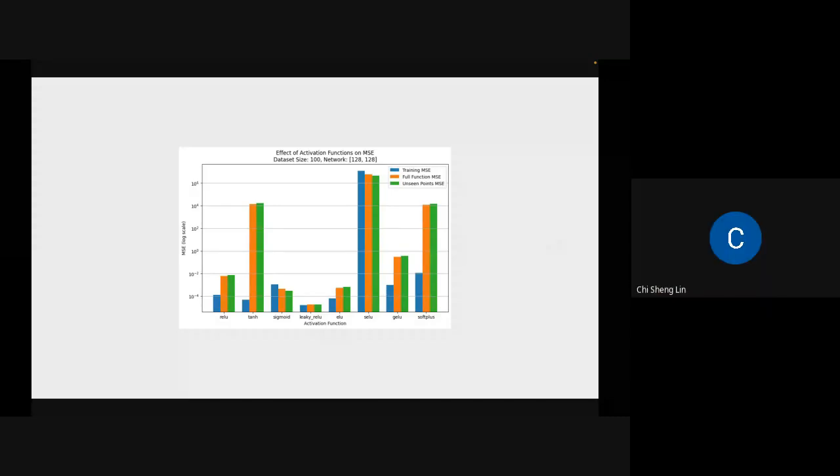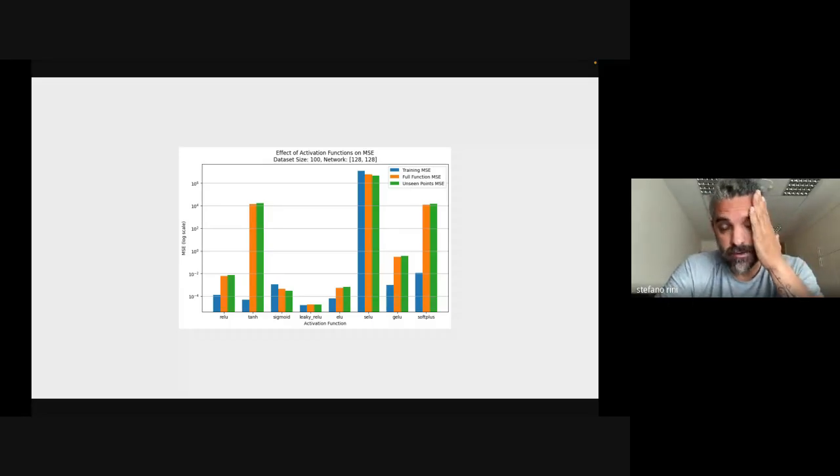Based on this graph, you can find that we use the data set of 100 and 128 neurons for the 2-layer network model. The best activation functions for generalization, I think, are leaky ReLU and ELU, the exponential linear unit. The other groups also said they had very good results with leaky ReLU, right? Because they don't have so many dead neurons. Yeah. Go ahead.